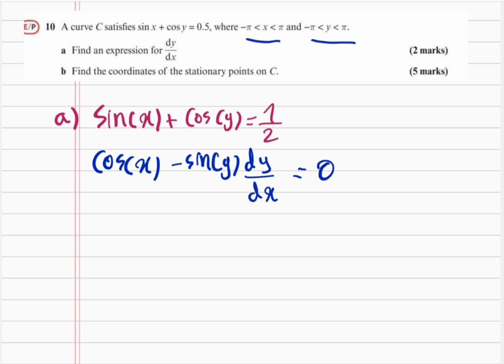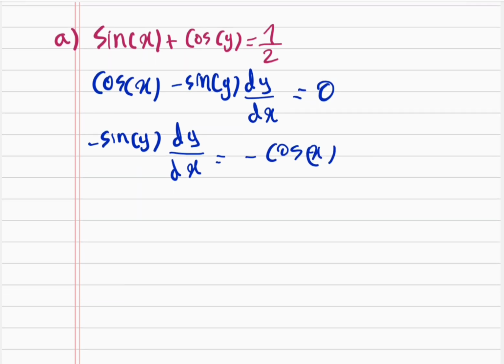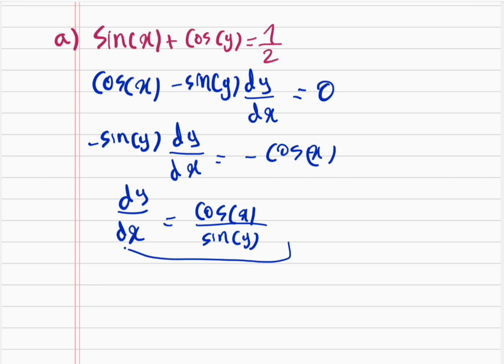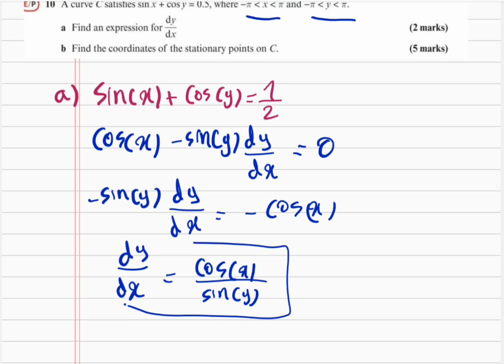So this is basically the derivative, and we can rearrange that into a nicer form. So this is equal to minus cos x, and we divide both sides by minus sin y. So we have dy/dx in terms of x and y, which is cos x divided by sin y. So this is the derivative and the answer to part A.